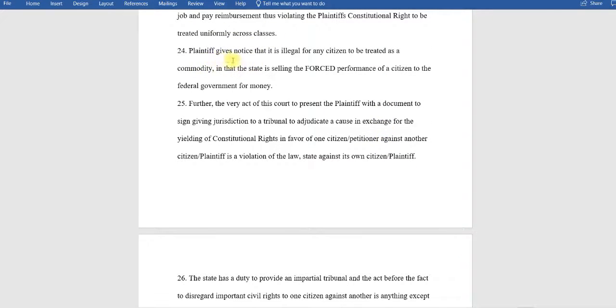Plaintiff gives notice that it is illegal for any citizen to be treated as a commodity. In that, the state is selling the forced performance of a citizen to the federal government for money. And that's just a fancy way of saying they're getting federal funding for enforcing child support and making up these invisible contracts and these schemes and these creating systems and all that stuff. So further, the act of this court to present the plaintiff with a document to sign giving jurisdiction to a tribunal to adjudicate the case in exchange for the yielding of a constitutional right in favor of one citizen against another is a violation of the law. State against its own citizen.